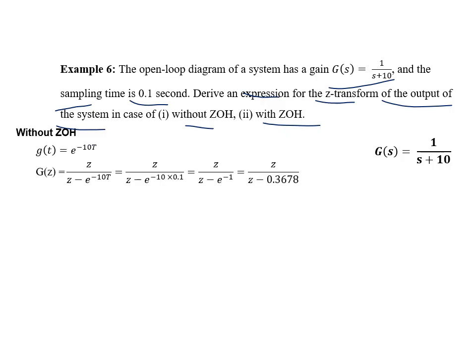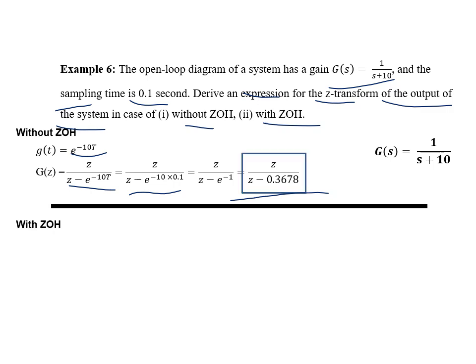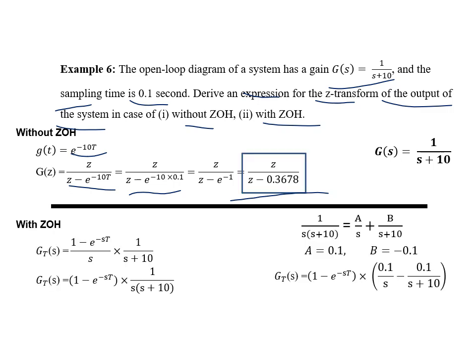We get G of t, which is e power negative 10t. Then G of Z equals Z divided by Z minus e power negative 10T. We have T equals 0.1. We substitute by 0.1 and get Z divided by Z minus e power negative 1, or Z divided by Z minus 0.3678.